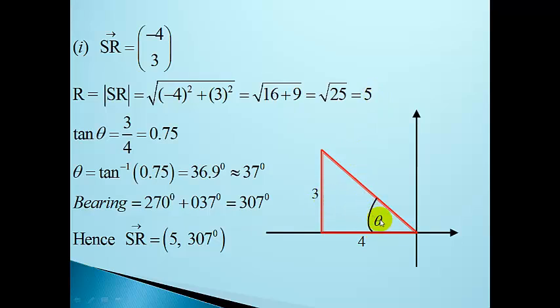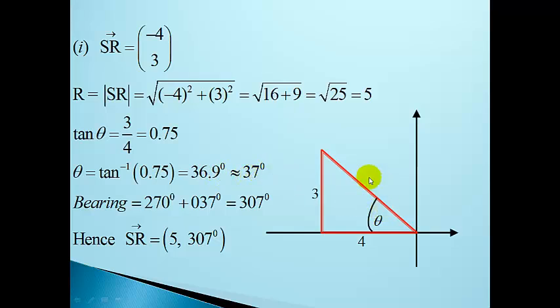Now, when we consider this angle theta, 3 is opposite to the angle theta, and 4 is adjacent. So we have opposite over adjacent. So still, we use the ratio tan. So tan theta is equal to 3 over 4, and 3 over 4 is 0.75. So if you want to find theta, theta will be equal to the tan inverse of 0.75. And the answer is 36.9 degrees, which is approximately equal to 37 degrees.